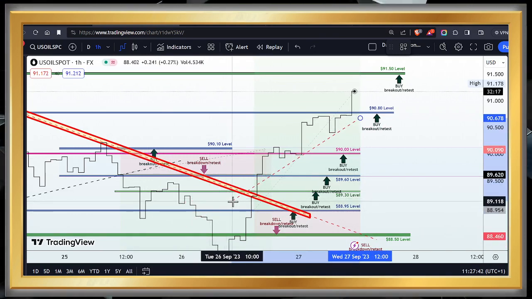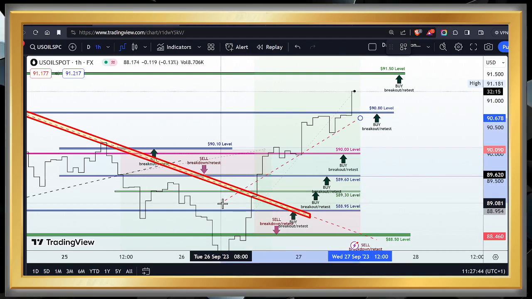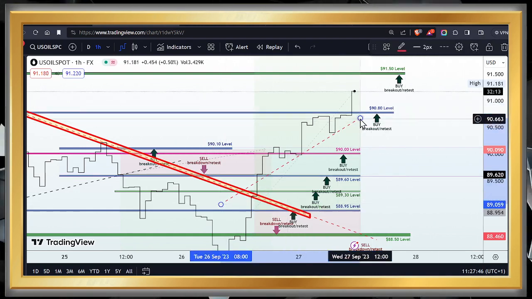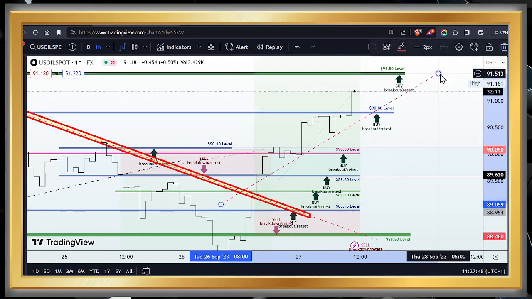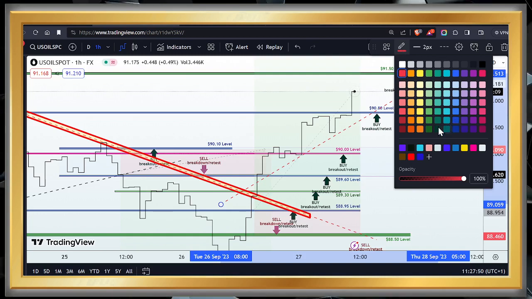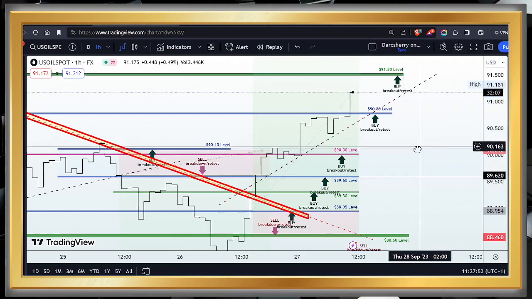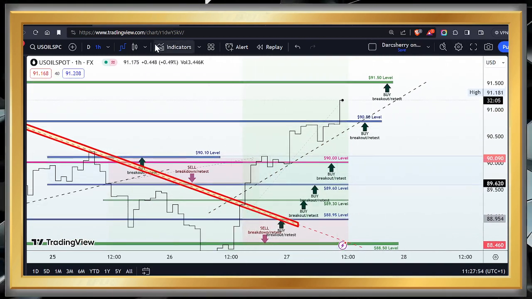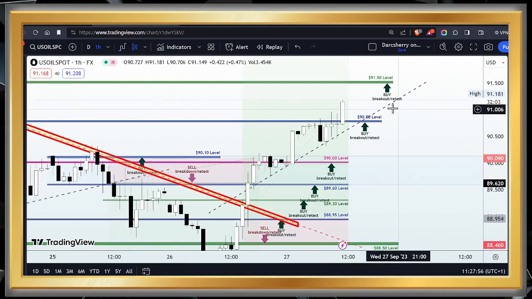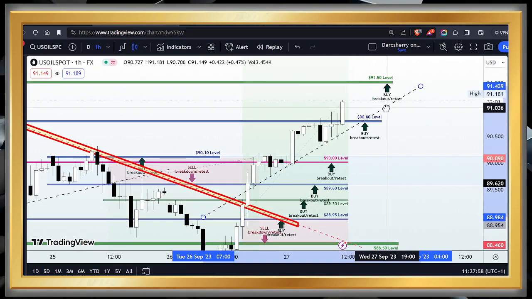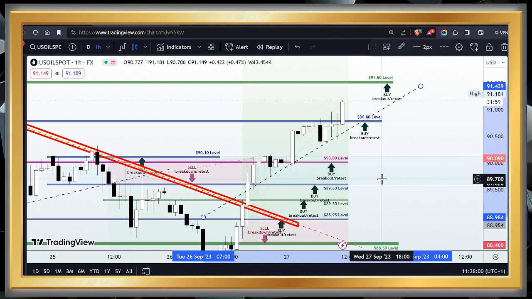So I will just mark out this level right here. I would like to give it a green color to differentiate it from the previous line. So this is the trend line we shall be using to guide our trading opportunities for today. So as long as price remains above the trend line, we feel comfortable in our buy position, while we also look out for more structures and patterns that support the idea of buying this asset.